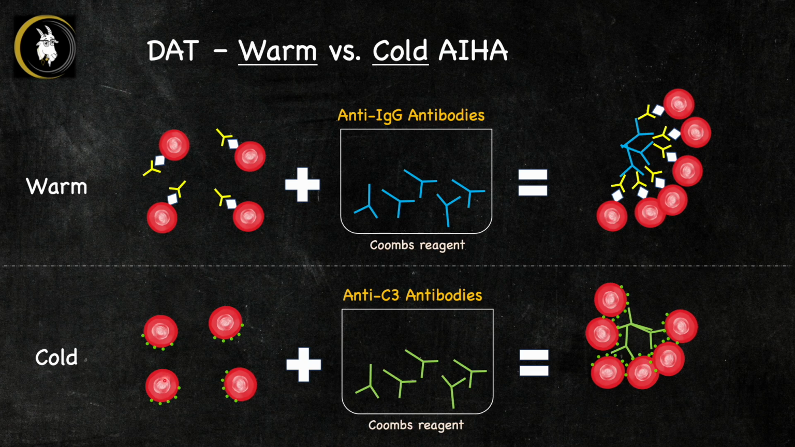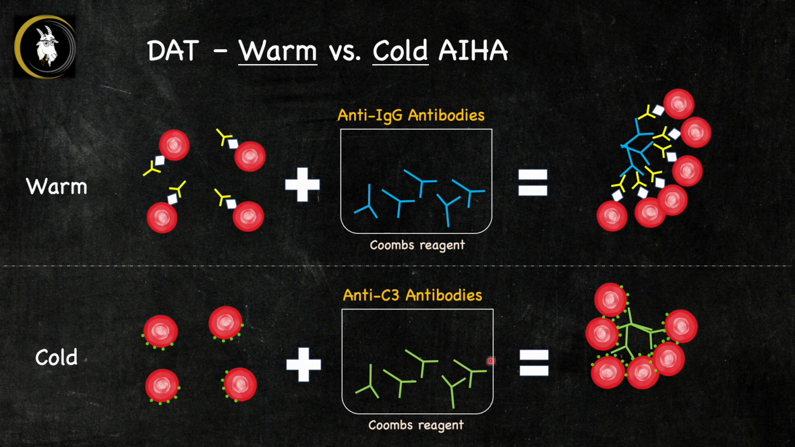So the red blood cells here are coated with complement proteins on their surface, which are these little green guys. And so the Coombs reagent that we're going to add here are antibodies against complement protein, specifically C3. And the confusing thing here might be that typically when we think of the direct Coombs test, we think of adding antibodies that are against other antibodies, like we saw up here. But in this case, the antibodies we're adding to test for cold AIHA are anti-complement C3.